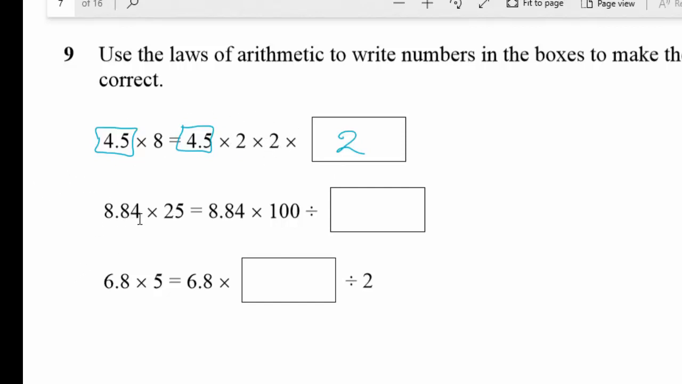Here 8.84 times 25 is equal to 8.84 times 100 divided by a number. Then 8.84 is on both sides, simply just ignore it. Now try to make 25 using this number. 100 divided by 4 will be equal to 25. Done. 6.8 is repeated on both sides. Ignored. Now we need to make 5. Which number divided by 2 makes 5?